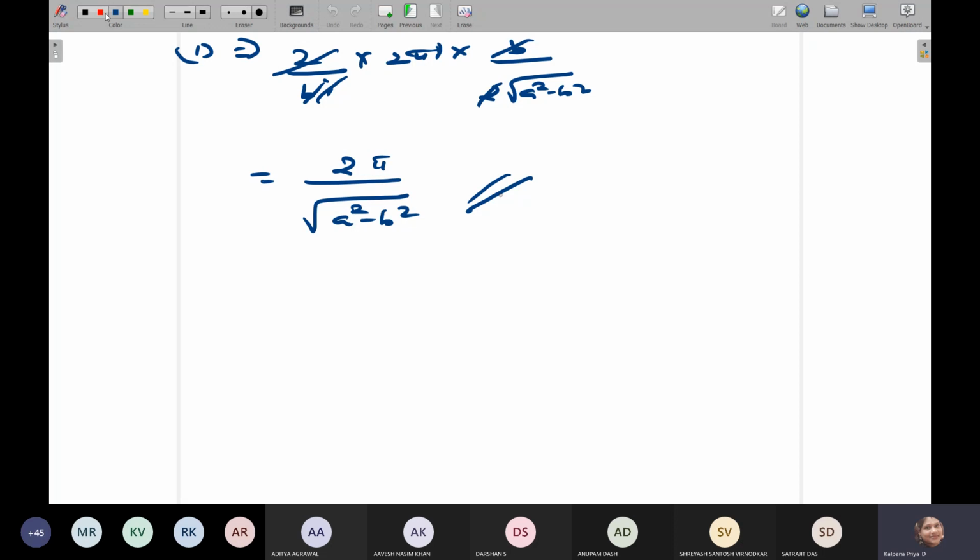Integration around a unit circle. After solving these two problems, I will introduce type 2. Integration around a unit circle is type 1. Type 2 is integration over the bounded region of a semicircle. That is your type 2.